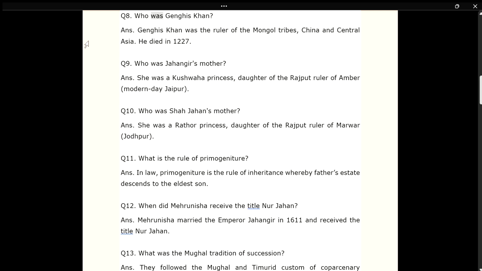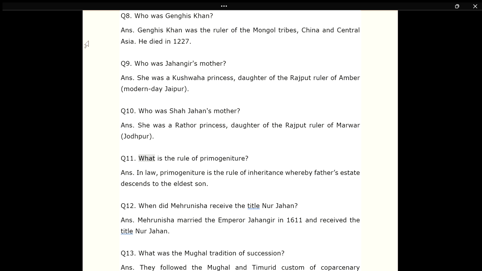Q8. Who was Genghis Khan? Ans. Genghis Khan was the ruler of the Mongol tribes, China and Central Asia. He died in 1227. Q9. Who was Jahangir's mother? Ans. She was a Kushwaha princess, daughter of the Rajput ruler of Amber, modern-day Jaipur. Q10. Who was Shah Jahan's mother? Ans. She was a Rathore princess, daughter of the Rajput ruler of Marwar, Jodhpur.